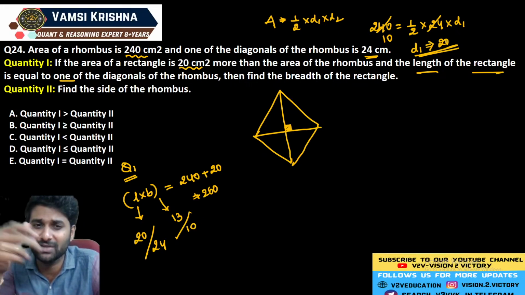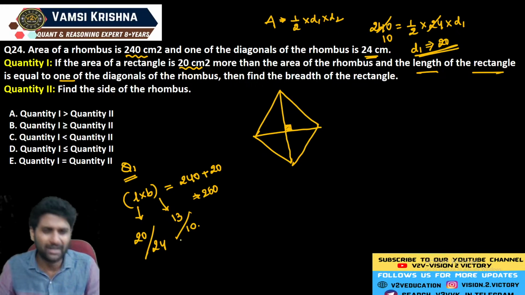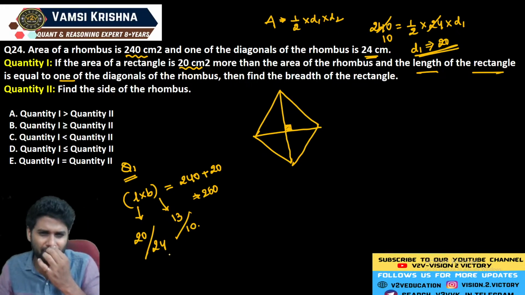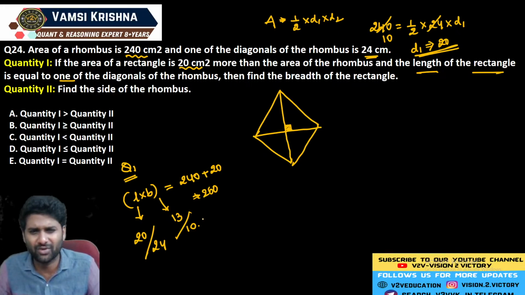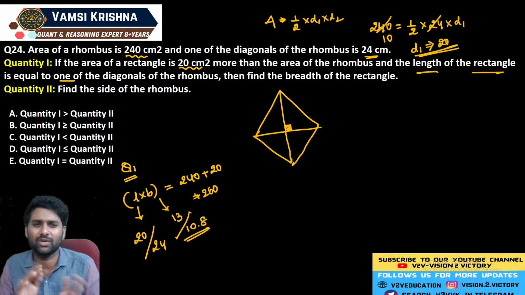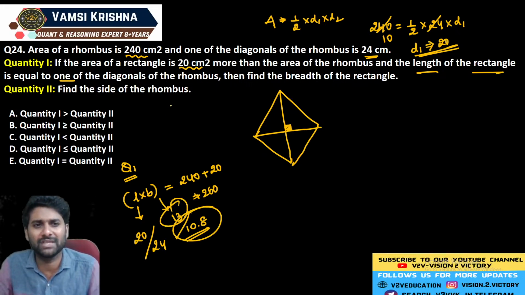Left with how much value? 20, right? Now 20, take a decimal value, not 200. So 24 becomes 200 approximately, guys. Why? Because 24 elevens are 264, right? So approximately you can take this value as 10.8. So here quantity 1 is either 13 or 10.8. Go through the next one.